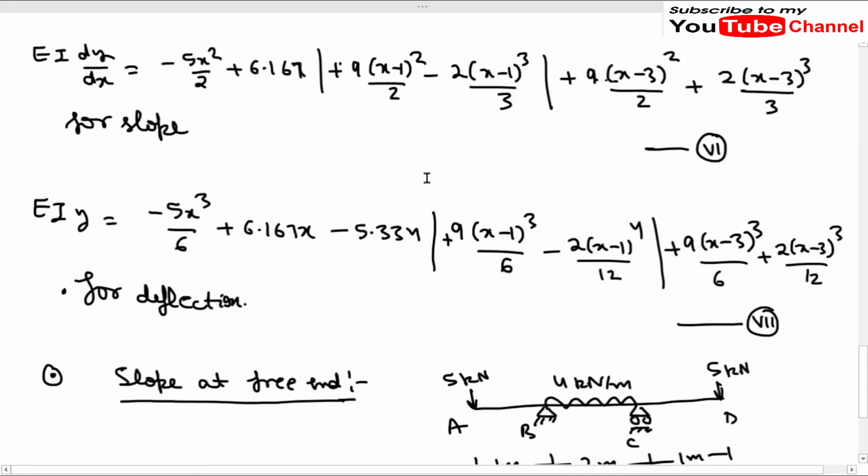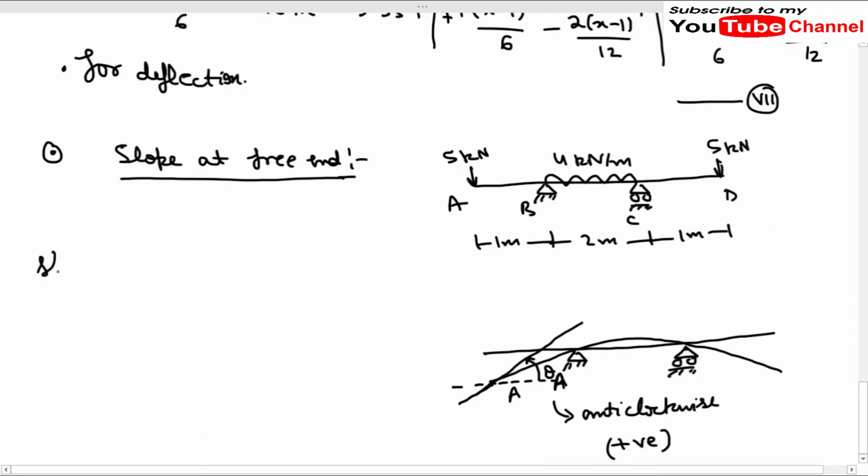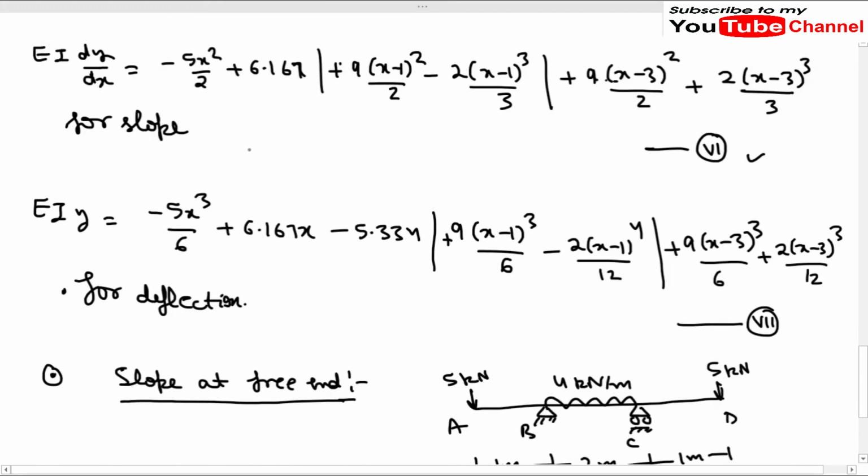Okay, so we will use equation number 6 to find out the slope at A. Okay, so first of all we will find out the slope at A. Slope at A means x is 0. Okay, so how many terms do we need to take for finding the slope at A? Okay, so we will just use these two terms before the first vertical line, because we are talking about this segment AB.